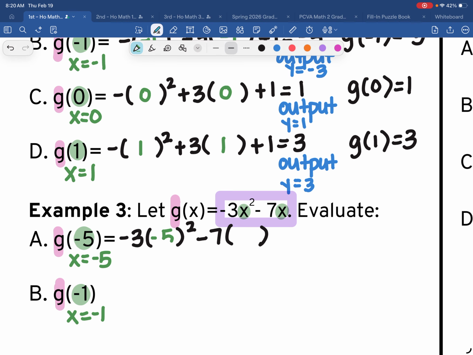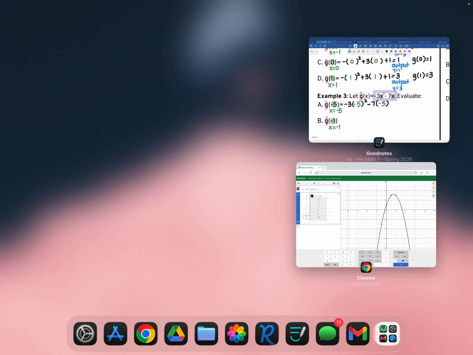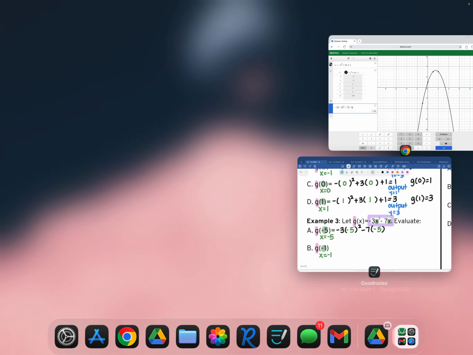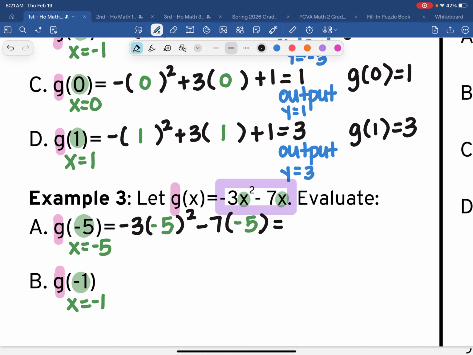So I'm going to do negative 3 times negative 5 squared minus negative 7 times negative 5. I can put that into Desmos, so negative 3, parentheses, negative 5 squared, minus 7 times negative 5. And I get an output of 40. And again, this is my output, and my output is the y value. So I know that y equals 40 here. So my final full statement is g of negative 5 equals 40.